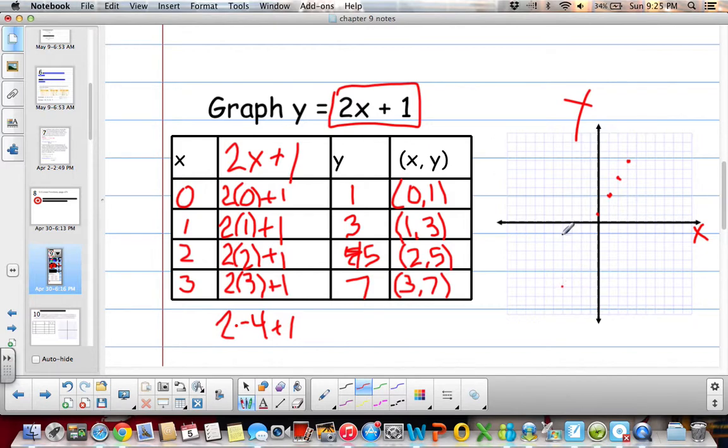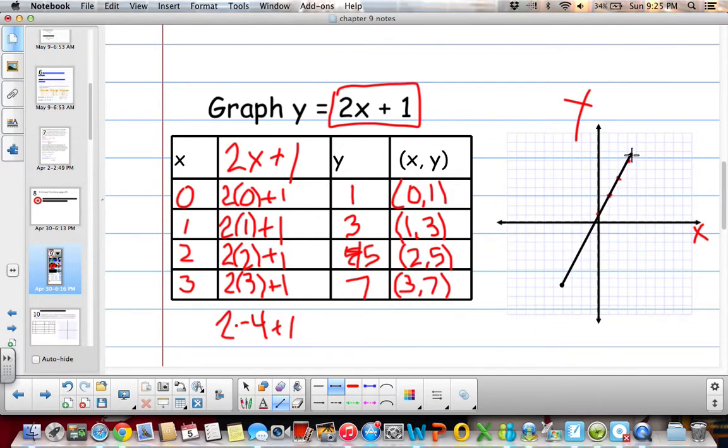If I counted right, 1, 2, 3, 4, 5, 6, 7. Because 2 times negative 4 is negative 8, and then we add 1, so it's negative 7. Okay, so I wanted to show you that it would be on our line. So let's add our point.